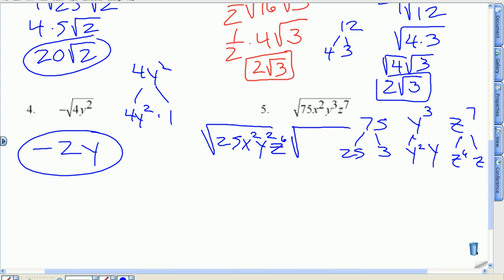My second radical will be the stuff I can't. 3, y, and z. So that 3, that y, and that z that were left over, those are going to go under the I-can't-take-the-square-root-of-you radical sign.